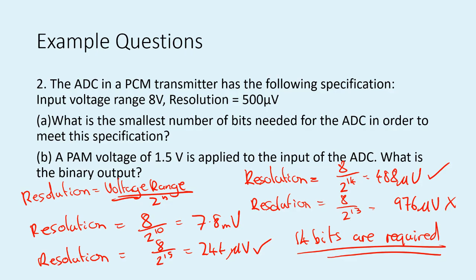Okay, part B. A pan voltage of 1.5 volts is applied to the inputs of the ADC. What's the output? So I've just left a bit of space. So we've got 1.5 volts. We're going to divide it by the 500 microvolts because that's how many steps there are. Each step is 500 microvolts.